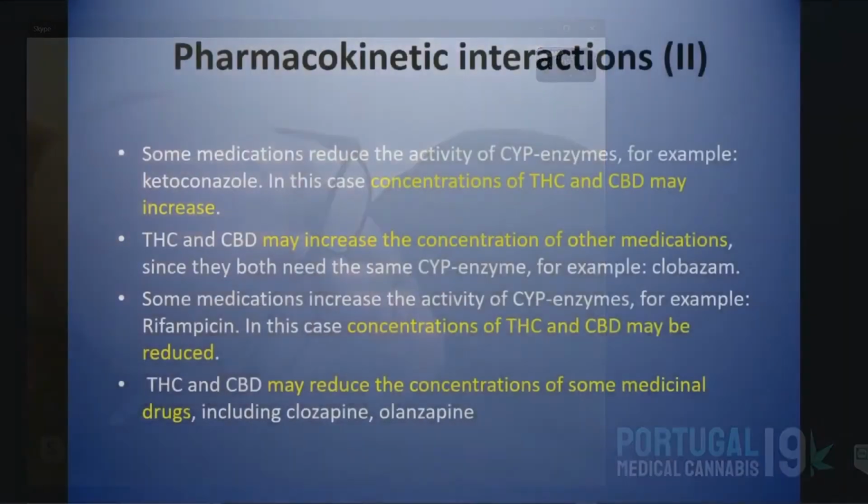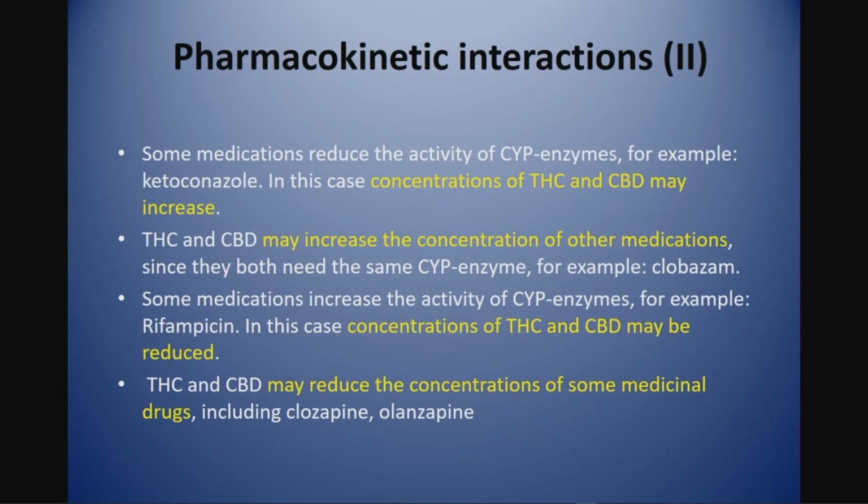Some medications reduce the activity of CYP enzymes. For example, ketoconazole. In this case, the concentrations of THC and CBD may increase. The degradation does not work as fast as usual because the other medication is reducing the activity of the enzymes. This may cause a longer duration of THC effects and CBD effects.